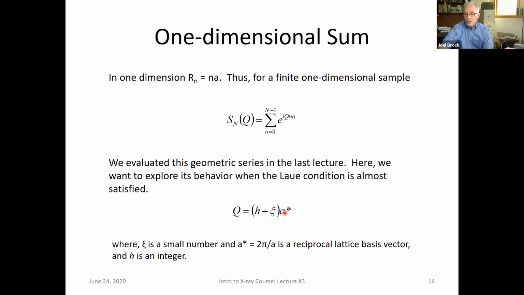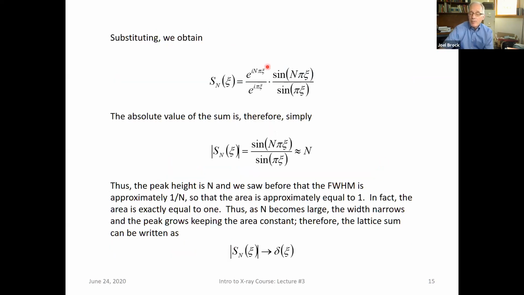sorry, I've changed notation on you. A star and B are the same thing here. So this is a reciprocal lattice vector. And I'm going to have H plus a little tiny bit. So if C was 0, this would just be one of my G vectors. So I'm just very slightly off of the exact condition of Q equals G. If I substitute that back into my lattice sum expression, I get this simple formula that we derived the other day.